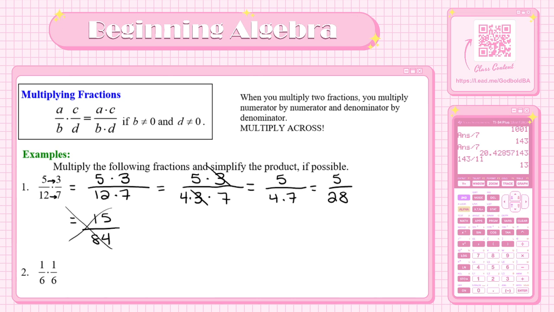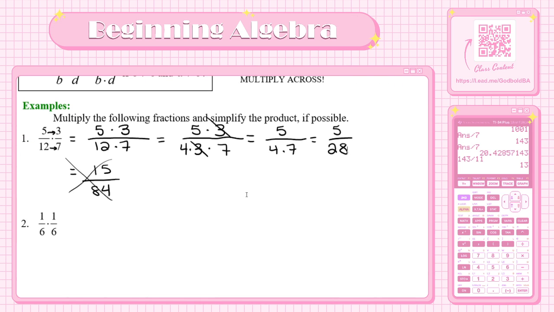So don't even worry about writing the 15 over 84, because you would have wasted your time by doing that. You would have made more work for yourself, because then you would have had to divide both of them by 3. Okay? Alright, let's try 1/6 times 1/6.